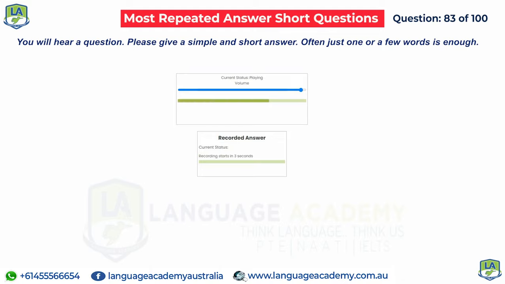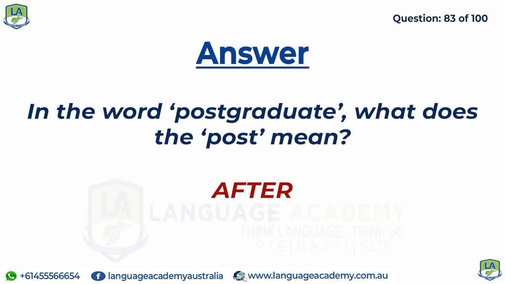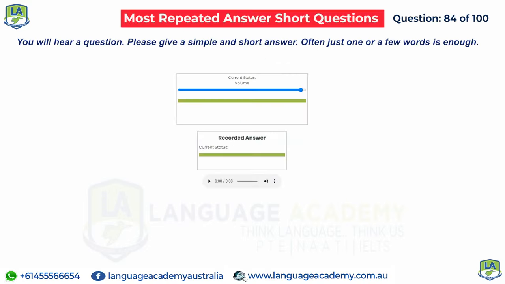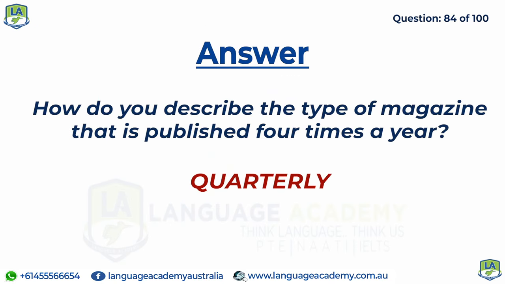In the word postgraduate, what does the post mean? After. How do you describe the type of magazine that is published 4 times a year? Quarterly.